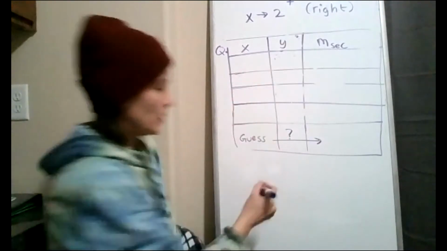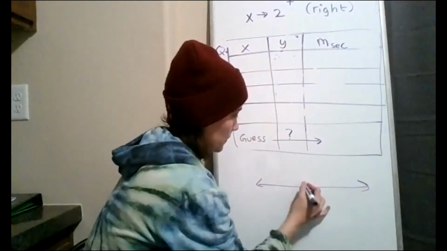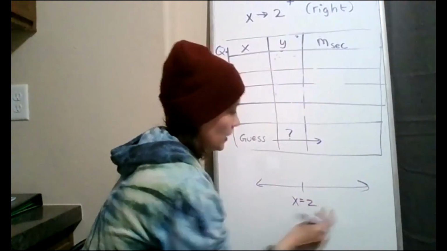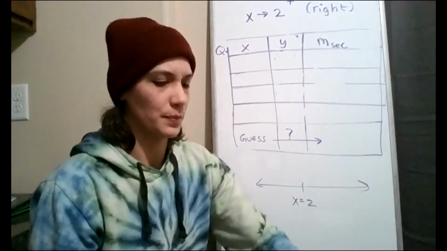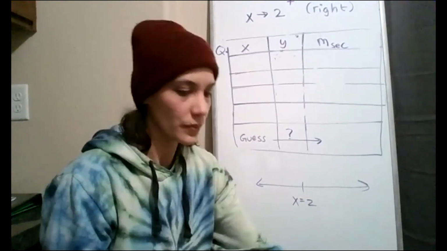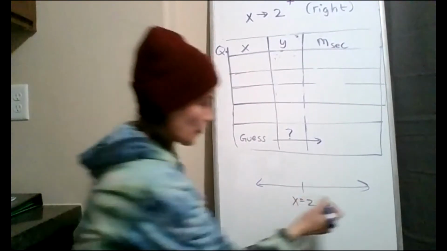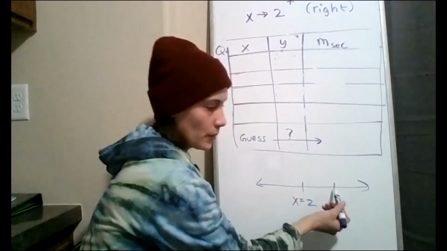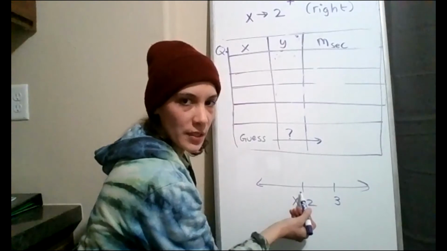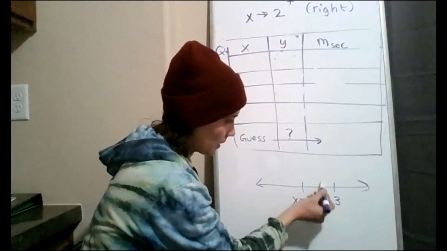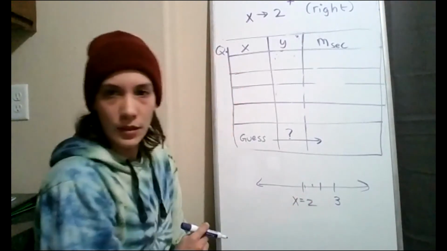Okay, so this time you've got x equal to 2. And we're coming from the right side, so I started at 3, and then we're going to go to 2.5, and then 2.1, 2.01. Get really close to 2.